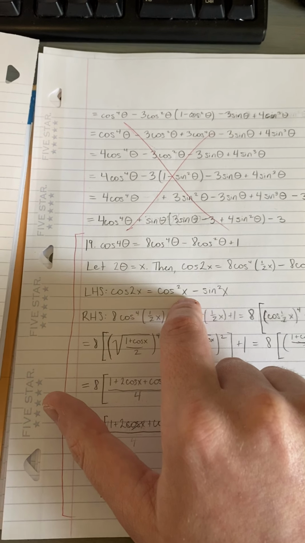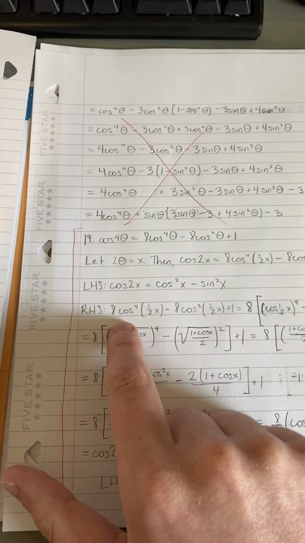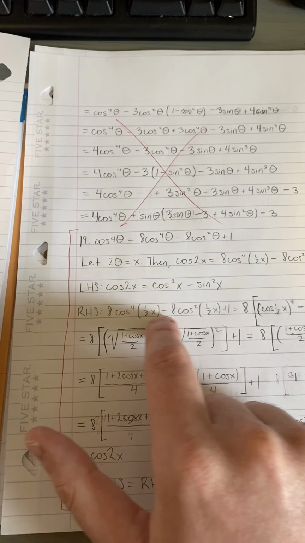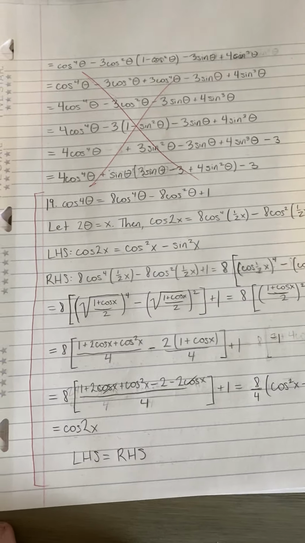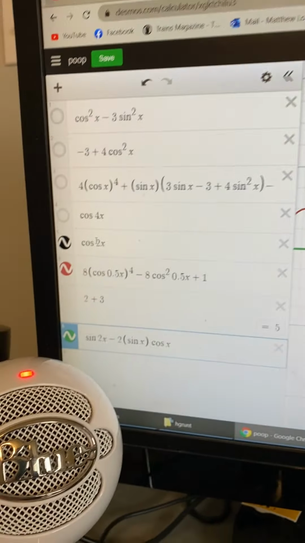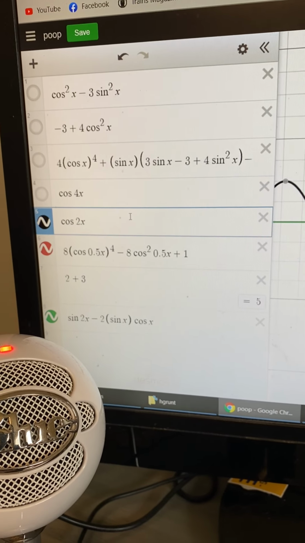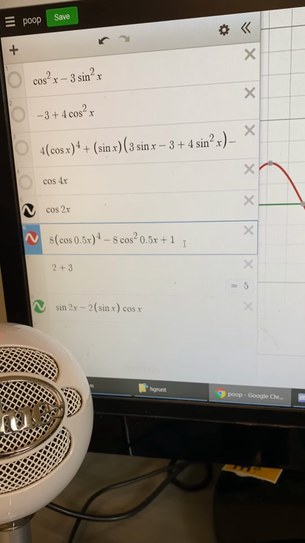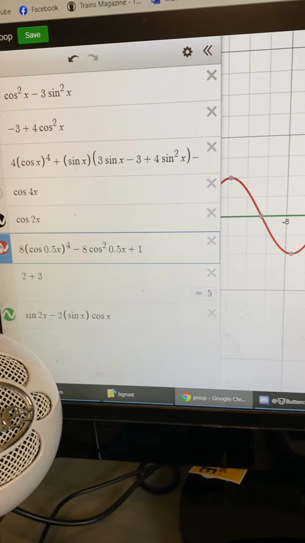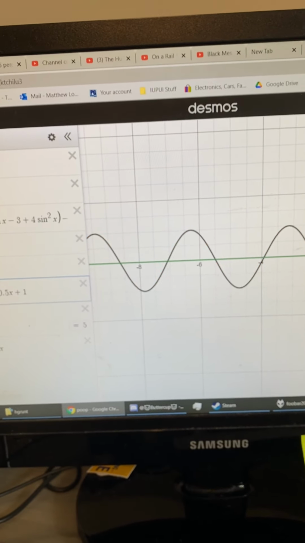And then you have to prove that the right-hand side, which is this area, also equals cosine of 2x. So if you don't believe my work, that's what I have this here for. This line is obviously cosine of 2x, and this line is the way I have entered it into Desmos. And as I showed before, these are the same.